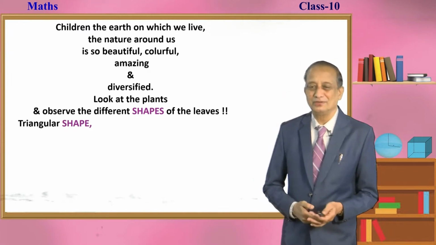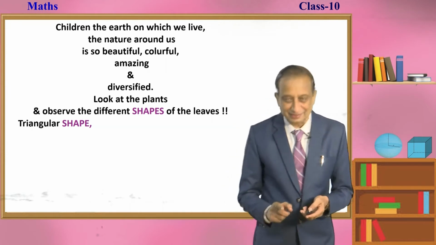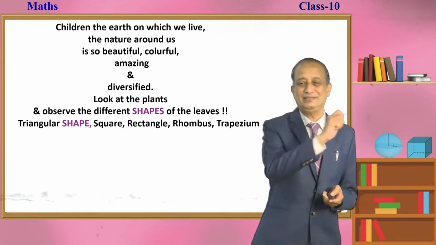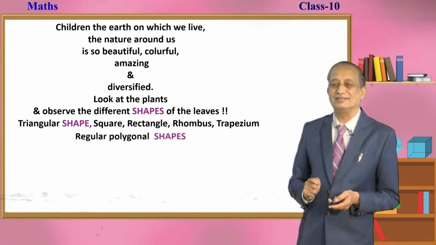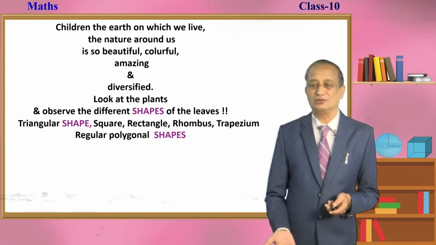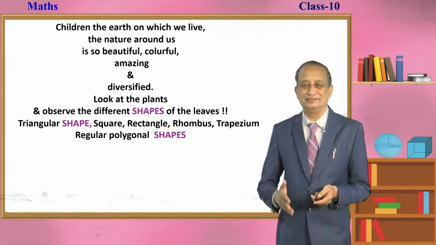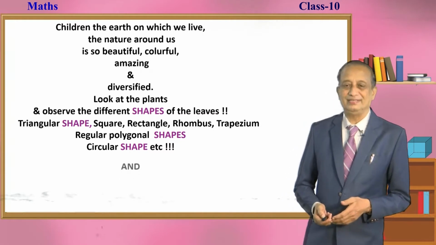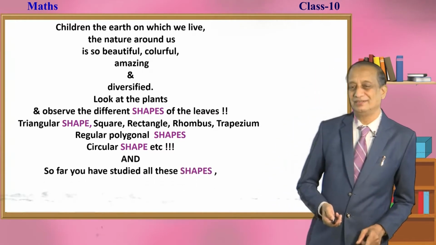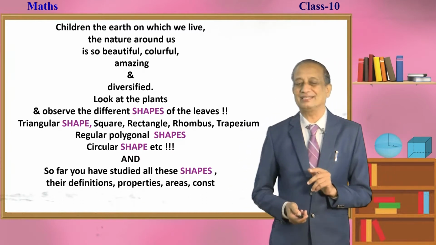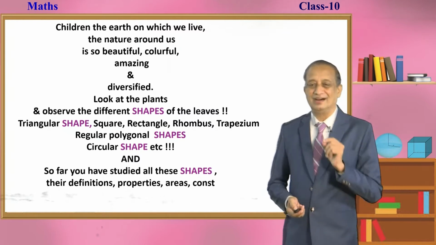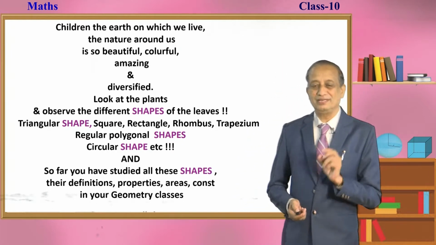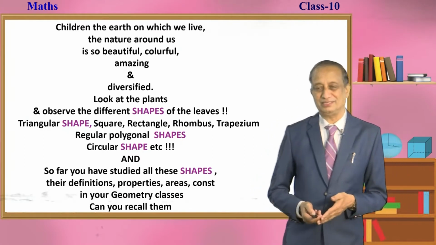So, in triangular shapes, we have got isosceles triangle, equilateral triangle, and in quadrilaterals, we will have square, rectangle, rhombus, trapezium shapes also you can see in the leaves of the plants, and even in some regular polygons like regular pentagon, regular hexagon, and even you have seen just now beautiful circular shapes also. Don't you think we have studied all these shapes in your previous classes, their definitions, properties, areas, constructions? Why don't you recall them for some time children. Recall all these things which you have learned in your geometry classes.